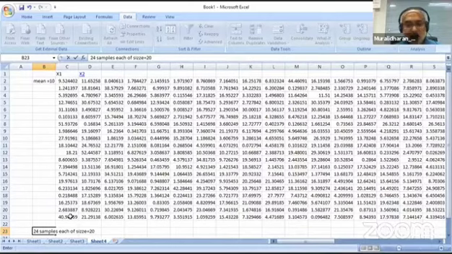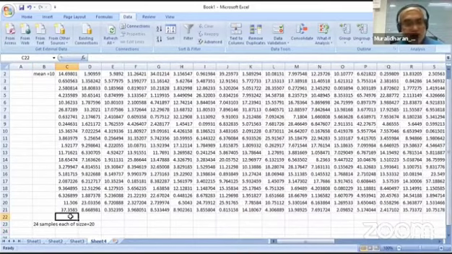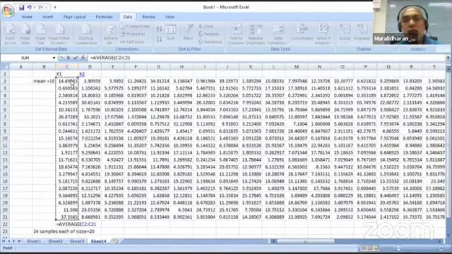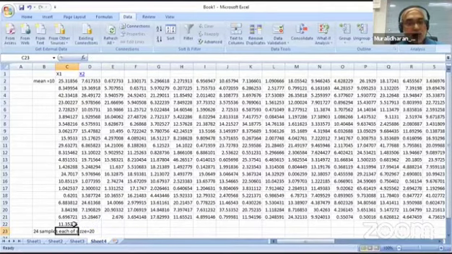So let me compute the mean as usual. The same way I am proceeding with here also. I will just compute the mean of each sample. So the average of this. Let me copy all this.